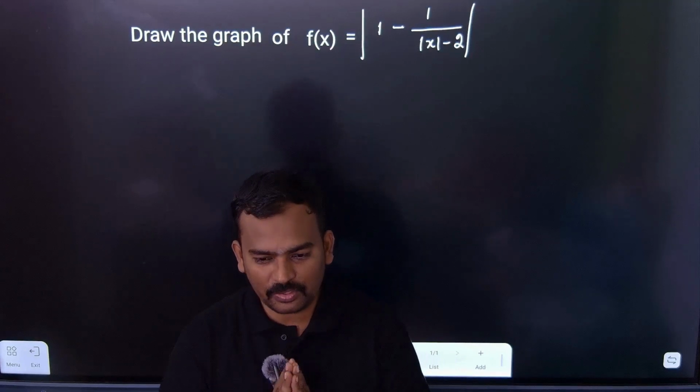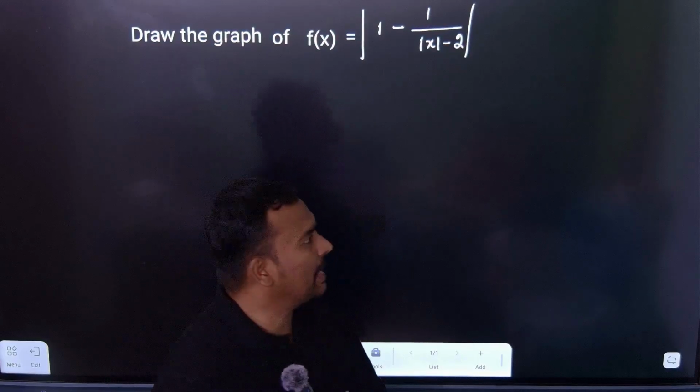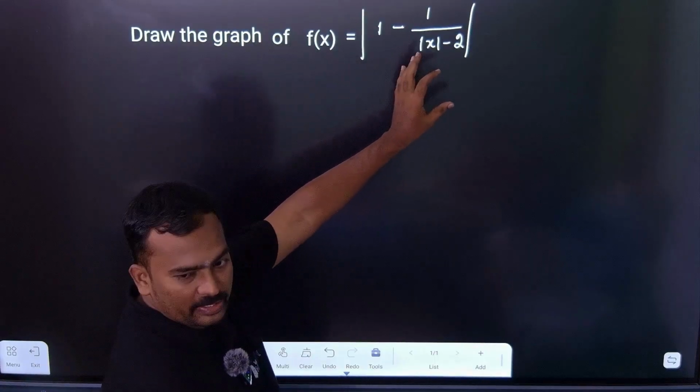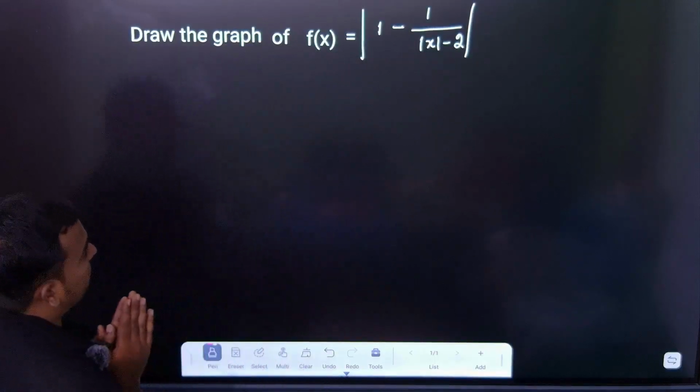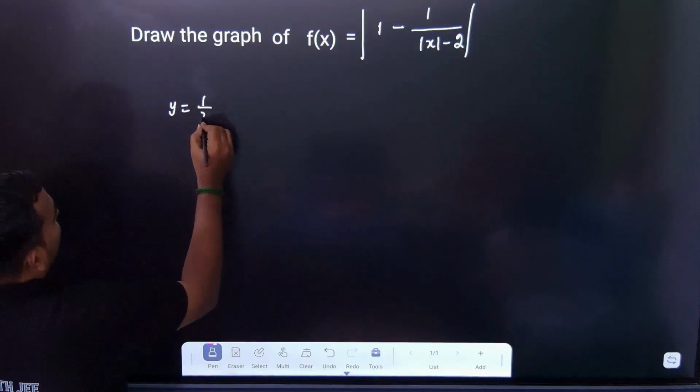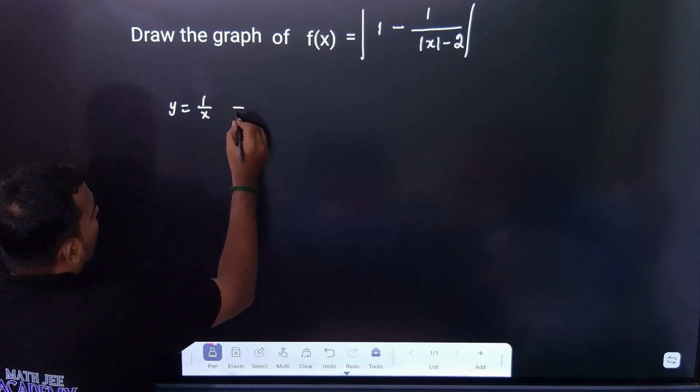So today we are going to discuss the complete idea of this graph, f of x equal to modulus of 1 minus 1 by mod x minus 2. How to draw the graph? You can see here, you can take y is equal to 1 by x. Then what is that meaning actually?